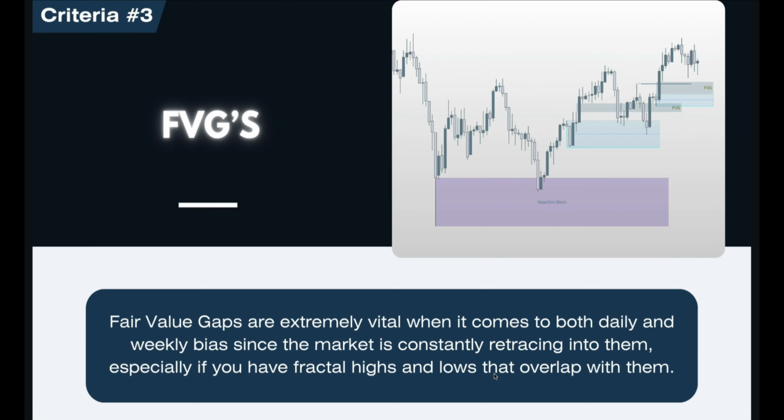All right, so the next thing is fair value gaps. Fair value gaps are extremely vital when it comes to both daily and weekly bias, since the market is constantly retracing into them, especially if you have fractal highs and lows that overlap them. As you can see, this little fractal high was overlapping this fair value gap, which makes it even more high probability. And from what you can see here, this fair value gap was already constantly tapped into and retraced into one more time, hence giving me another reason why price shouldn't go past this area.